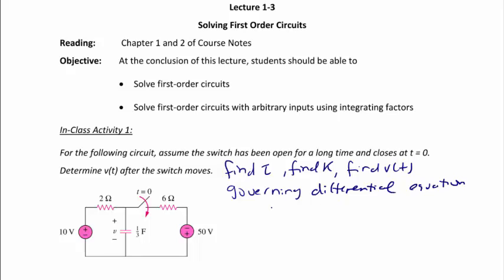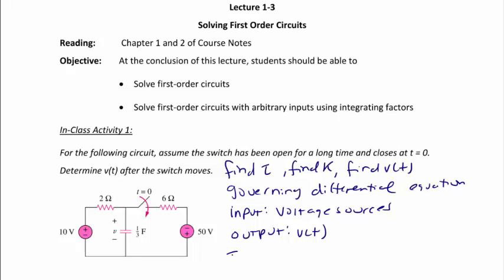Note that the input would be the voltage source, or in this case the two voltage sources, and the output is V of t, the voltage across the capacitor.